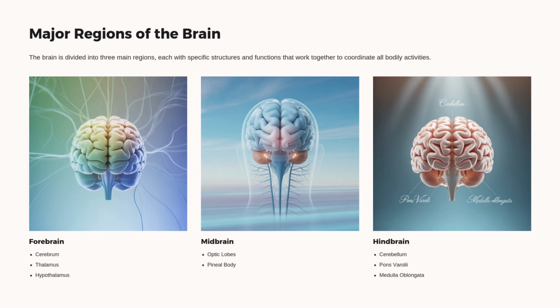The brain is divided into three main regions, each with specific structures and functions that work together to coordinate all bodily activities. Forebrain: cerebrum, thalamus, hypothalamus. Midbrain: optic lobes, pineal body. Hindbrain: cerebellum, pons Varolii, medulla oblongata.